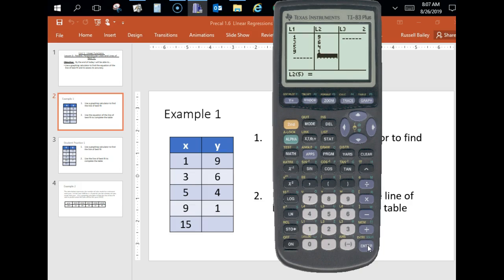All right, so step 2 says let's calculate the line of best fit. So first of all, we're going to exit the data screen. So press second and then mode, and that takes you back to the home screen. Second and then mode. And now we're going to calculate the line of best fit. So step 1 says press stat. So stat.